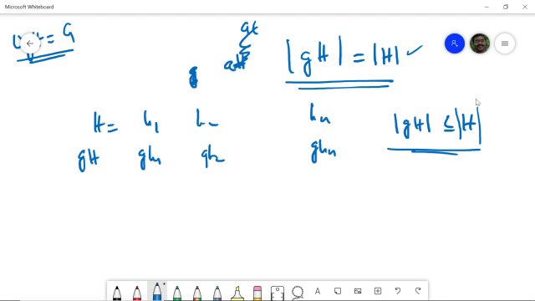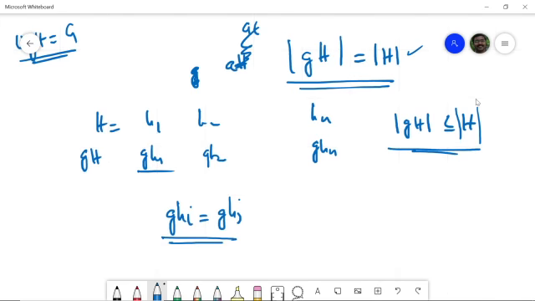Suppose two elements, when I multiply, say g h_i and g h_j, give the same result. That's why I put less than or equal to for the quotient. Suppose g h_i is equal to g h_j. What is the meaning of this? It means that if some elements are the same, then the number of elements of gH will actually be less than the number of elements of H.